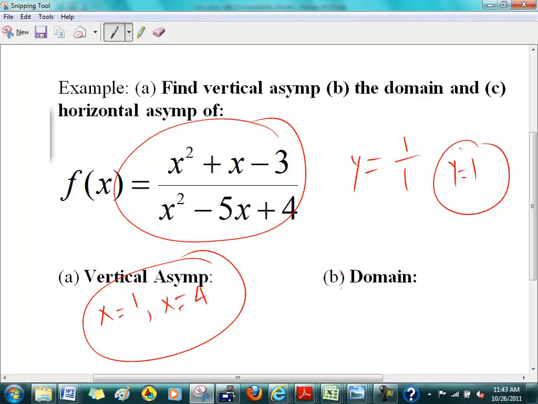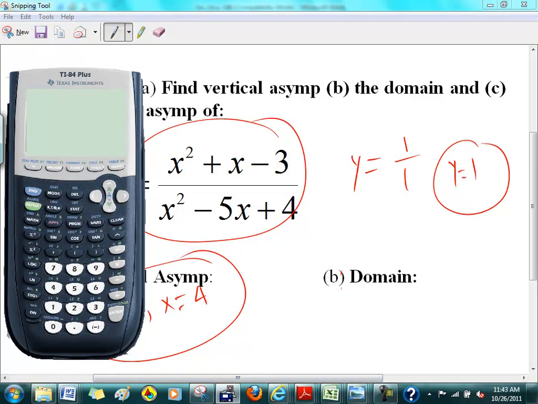Yeah? You guys see the horizontal asymptote? You want me to show you up there? That'd be good?